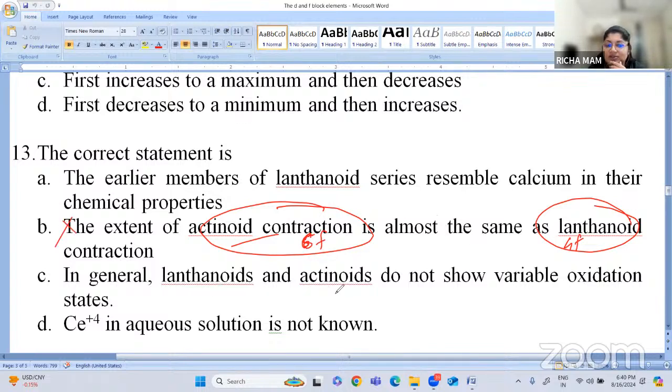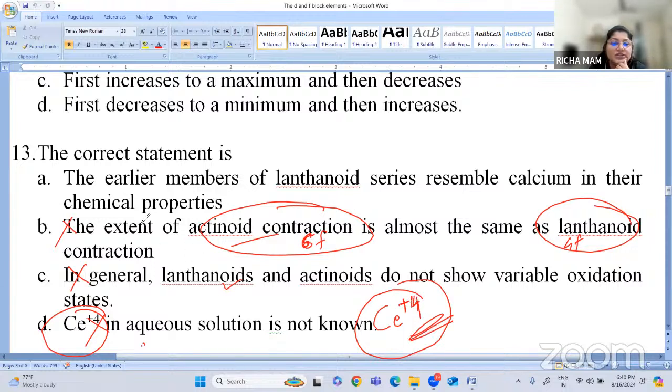Then, lanthanoids and actinoids do not show variable oxidation state. But they do show variable oxidation state. So this is also a wrong statement. And cerium plus 4 in aqueous solution is not known. Cerium is stable in the plus 4 state, it is the most common oxidation state of cerium. So it is known, and this is also a wrong statement. So these three are wrong statements.